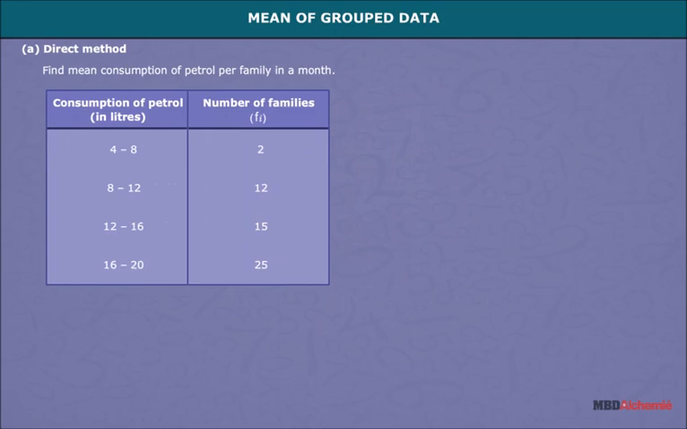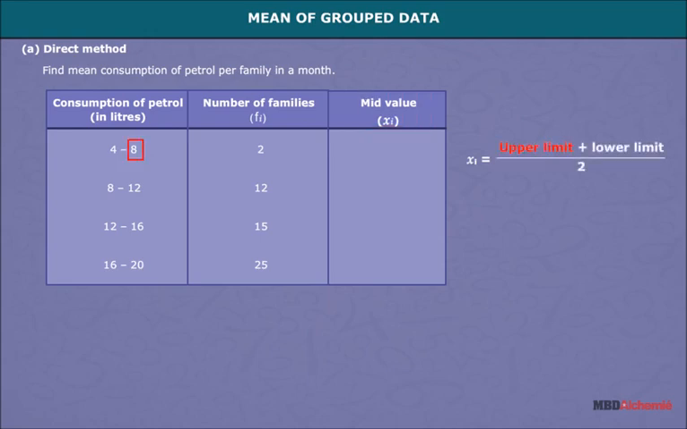In the first step, we make a column of class mark denoted by xi if the exact observation for a particular frequency is not given. xi can be calculated by using the formula (upper limit plus lower limit) divided by 2. Like in the example, xi of the first interval 4 to 8 can be found as (4 plus 8) divided by 2. Similarly, we can find the class mark of other intervals.